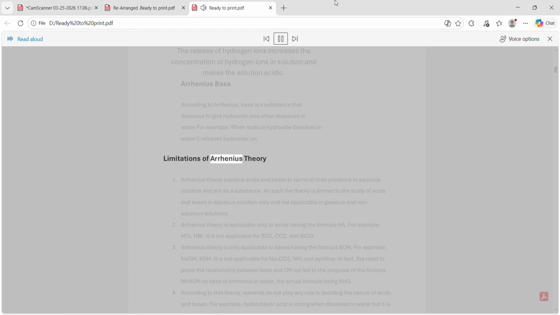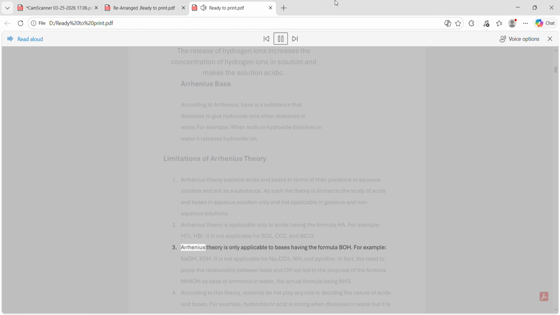Limitations of Arrhenius theory. 1. Arrhenius theory explains acids and bases in terms of their presence in aqueous solution and not as a substance. As such, the theory is limited to the study of acids and bases in aqueous solution only and not applicable in gaseous and non-aqueous solutions. 2. Arrhenius theory is applicable only to acids having the formula HA. For example, HCl, HBr. It is not applicable for SO2, CO2, and AlCl3.